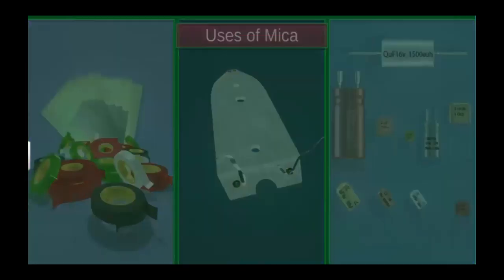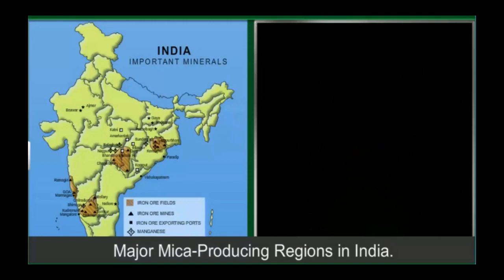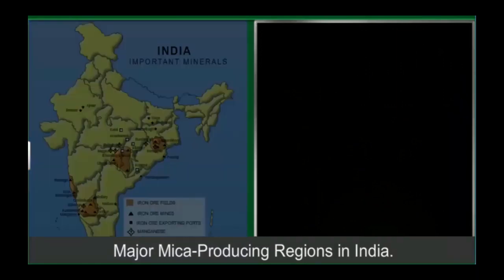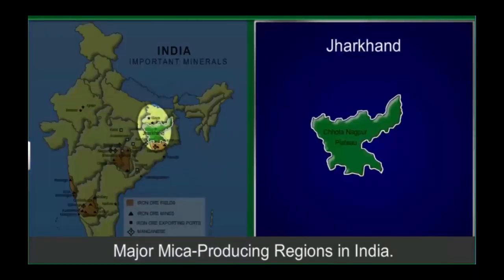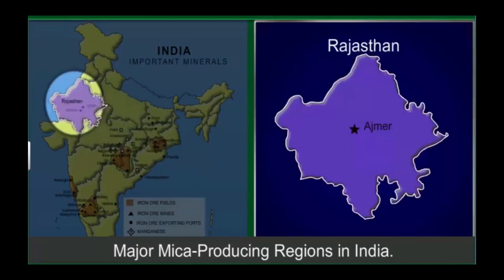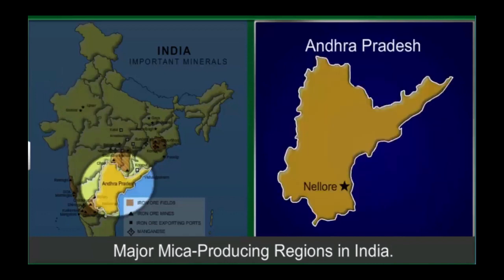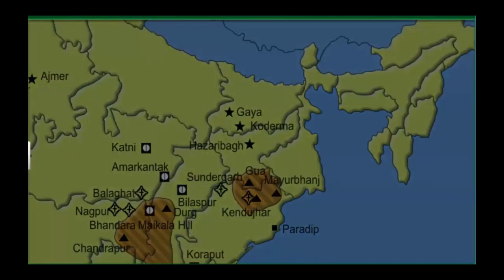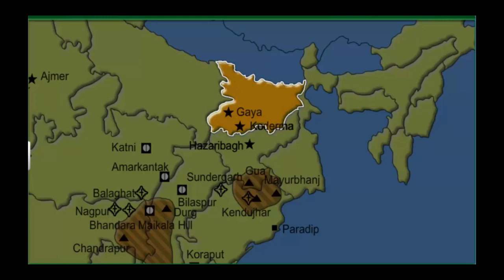The main mica producing regions in India are the northern Chota Nagpur Plateau in Jharkhand, Ajmer in Rajasthan, and Nellore in Andhra Pradesh. The Koderma, Gaya, and Hazaribagh belt in Jharkhand is the largest producer of mica in India.